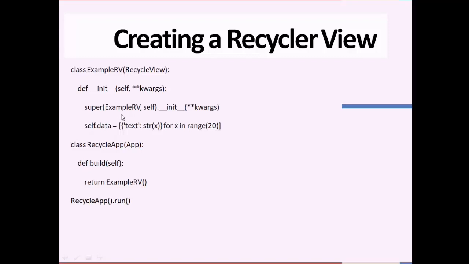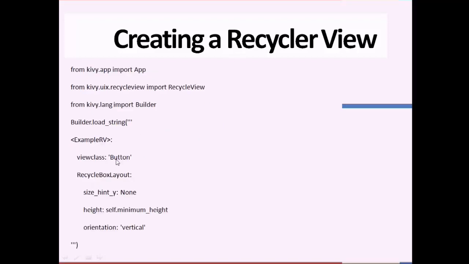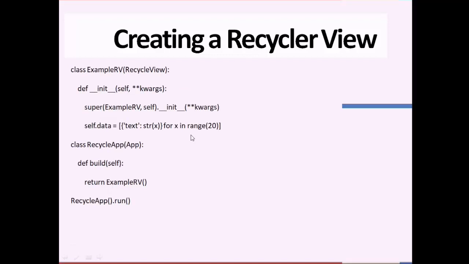Now, as we have taken the properties, we are going to define the data by using text inside the quotes equals str(x) for x in range(20). This x nothing but defines the button. So what will happen? We are going to display the buttons in the range of 20, which means 20 buttons will be displayed on the screen.